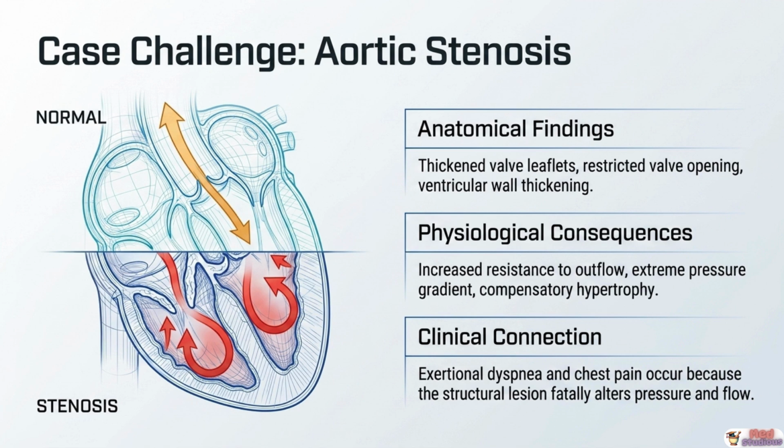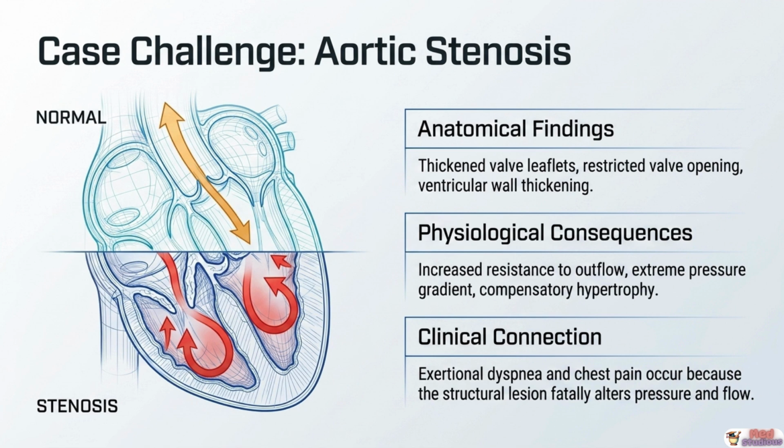Consider this case. A 72-year-old patient has exertional shortness of breath. Echocardiography shows thickened aortic valve leaflets, restricted opening, a high pressure gradient, and a thickened left ventricular wall. The structural lesion is the narrowed valve. The immediate functional consequence is increased resistance to ventricular outflow. The ventricle must generate higher pressure, leading to hypertrophy. Over time, filling may become impaired, and effective output during exertion may be inadequate.